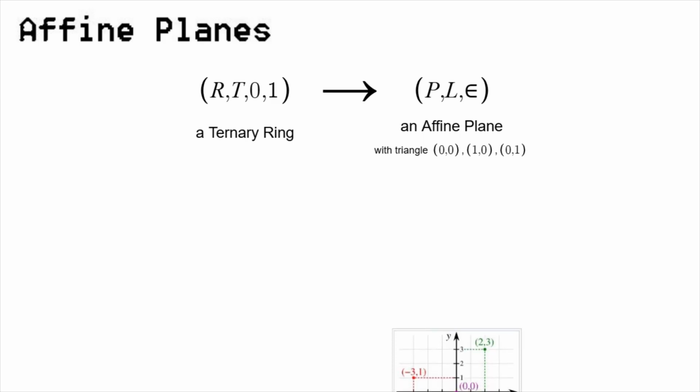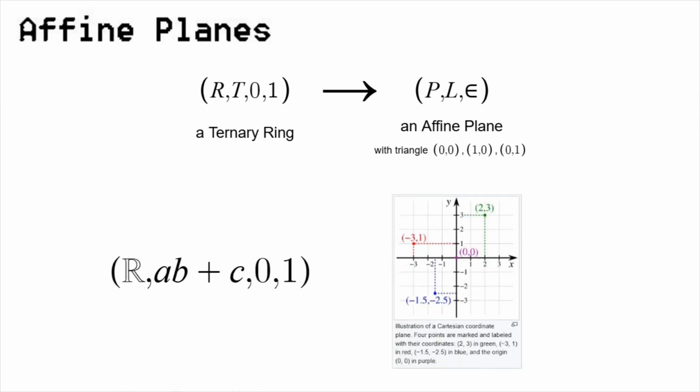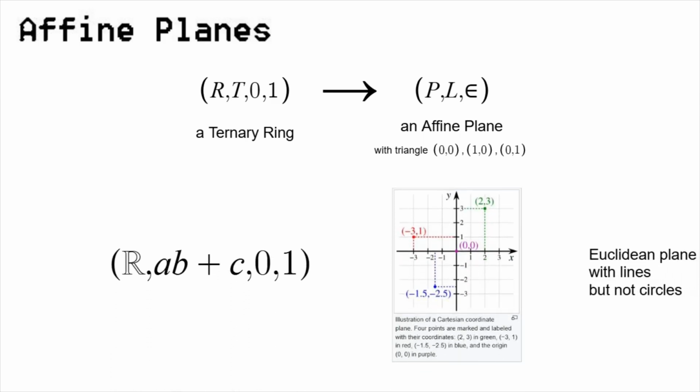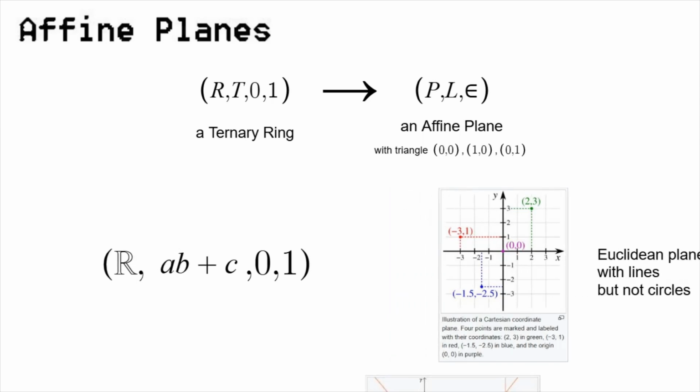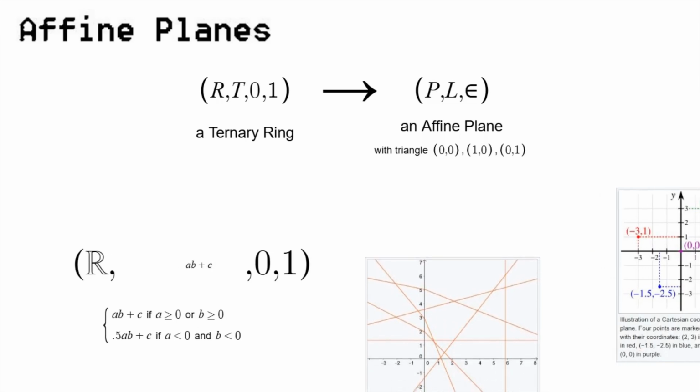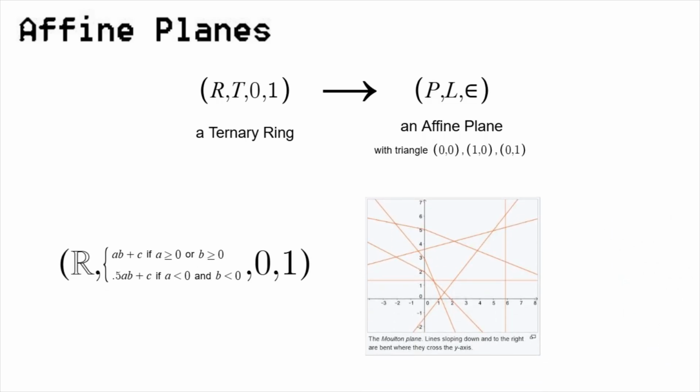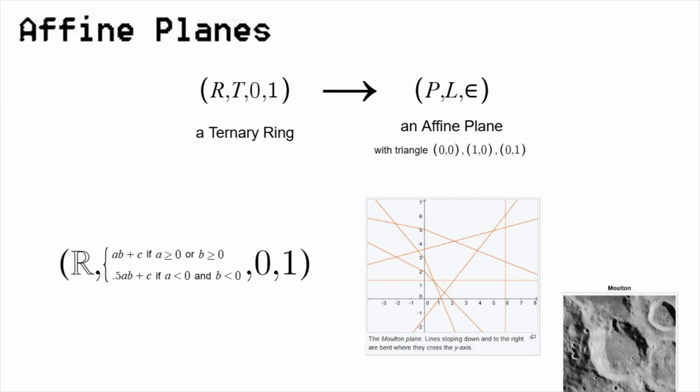The real numbers give rise to what's called the real affine plane, which is what you get if you take the Euclidean plane and throw away everything except for points and lines. The Moulton PTR from earlier gives an incident structure called the Moulton plane, which is named after an astronomer who has a moon crater named after him.